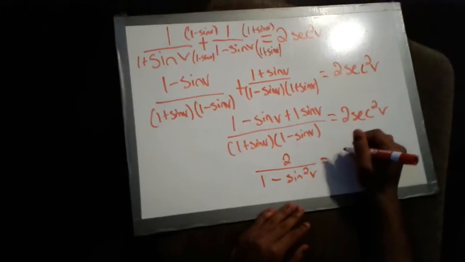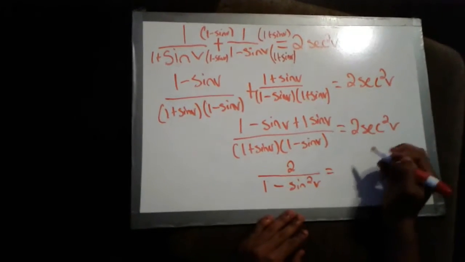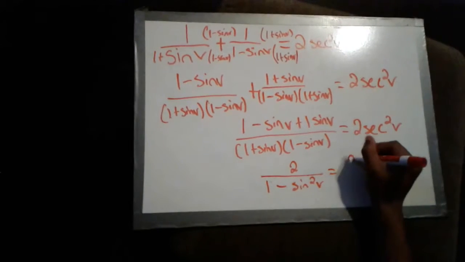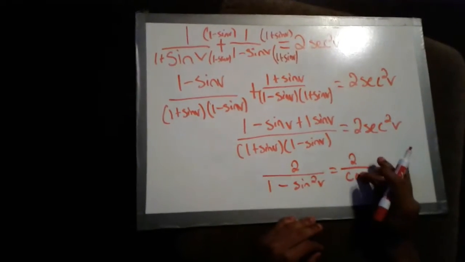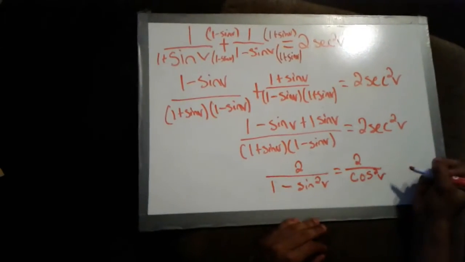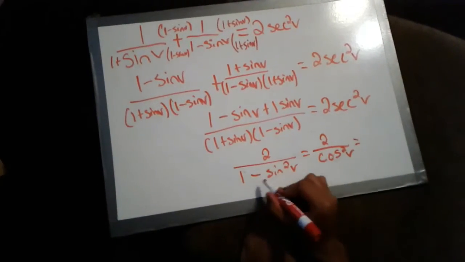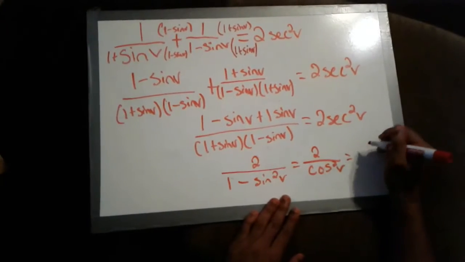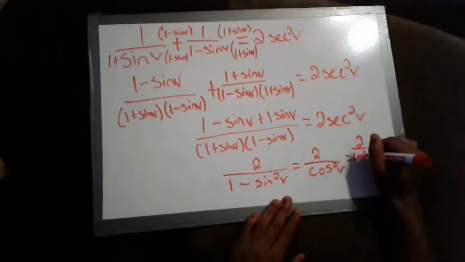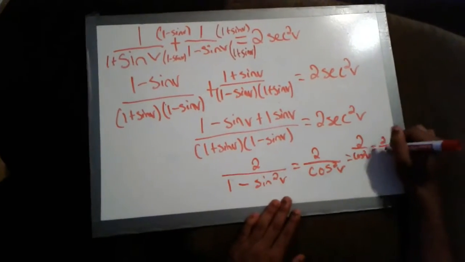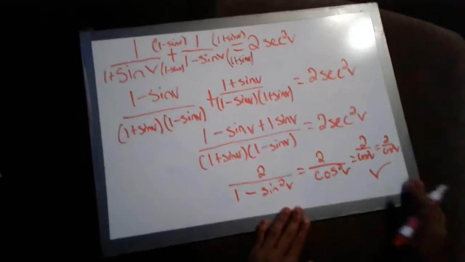Secant is really just 1 over cosine. So I will multiply the 2 into the 1 over cosine squared, which will leave me with 2 over cosine squared v. And then this will all equal out to be 1 minus sine squared v, which is also equal to cosine squared v. So you have 2 over cosine squared v equals 2 over cosine squared v, thereby verifying the identity, and you have your answer.